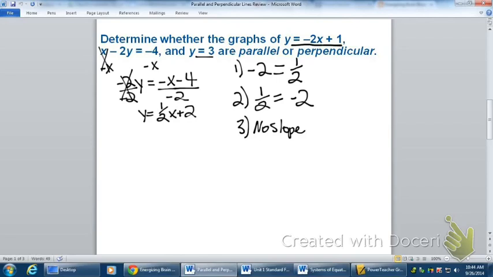What about the third one? Does it not matter then? None. They're just trying to throw you off. What do you do with the third one? The third one, it has no slope. You can already look at that and say, okay, that's out. It's not going to be parallel or perpendicular to one of ours, or the other two.